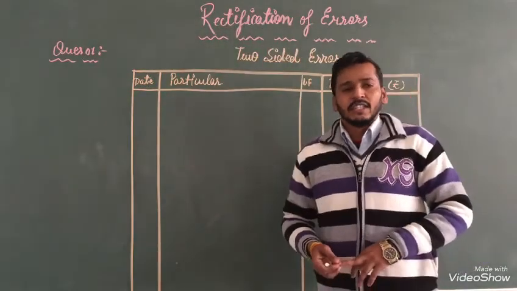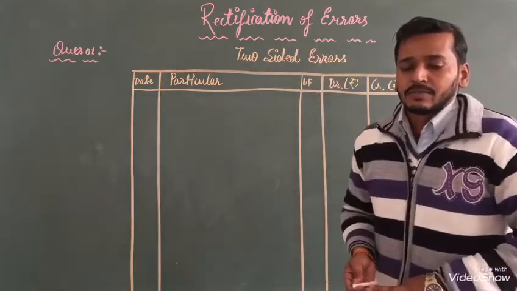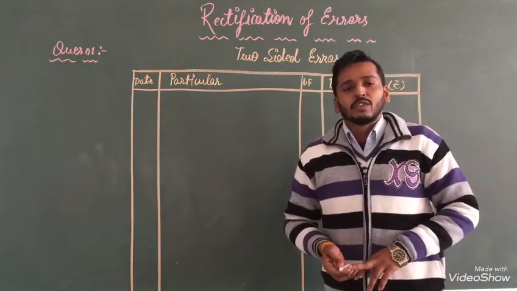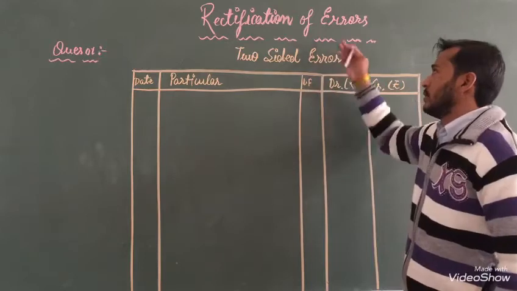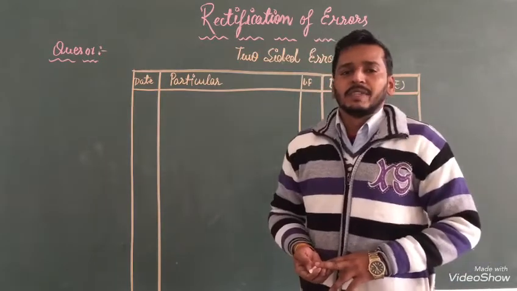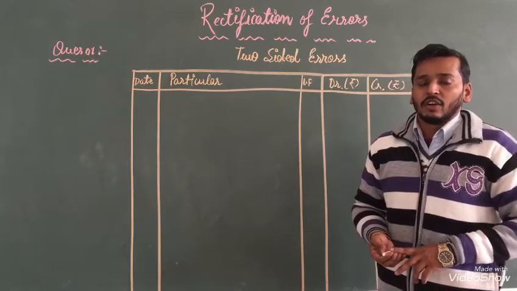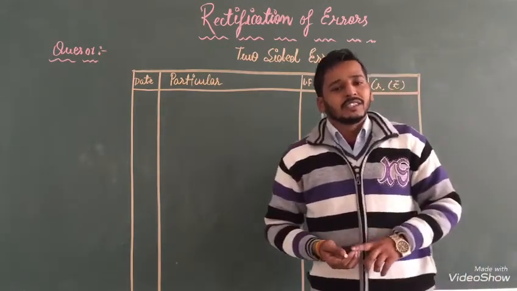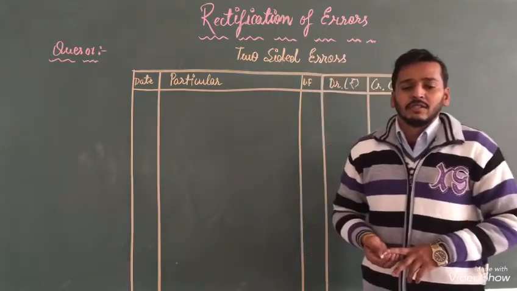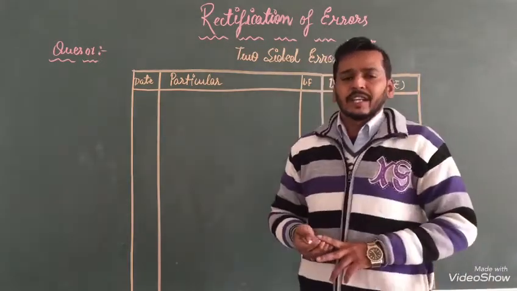Students, today we are going to discuss rectification of errors in class 11th accountancy. Before starting this chapter, we are going to discuss what the meaning of errors is. Dear students, you know very well, when we complete any transaction, maintain any balance in the balance sheet or write any journal entry, sometimes we make some errors in our ledger, journal entry, trial balance, or cash book.